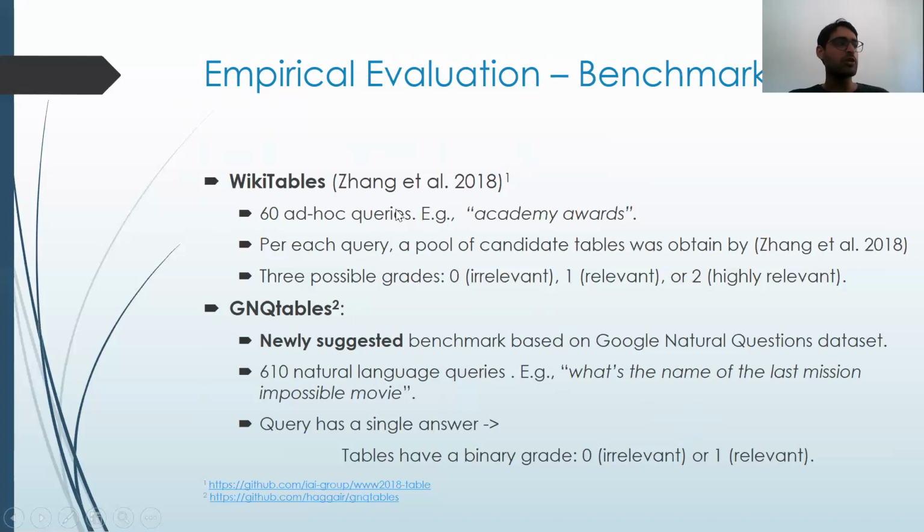The first benchmark has 60 queries, and our newly suggested benchmark has 610 natural language queries. The grades for the Wikitables are threefold, so we have irrelevant, relevant, and highly relevant. And in the GNQ tables benchmark, we have a binary grade. We have irrelevant and relevant. This is a result of taking the table as a single answer to a specific query.